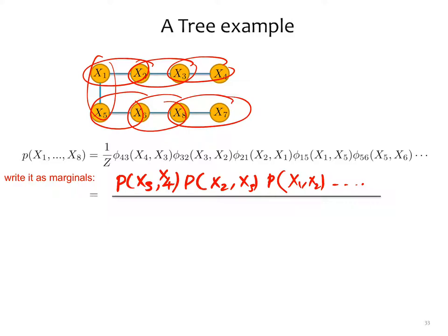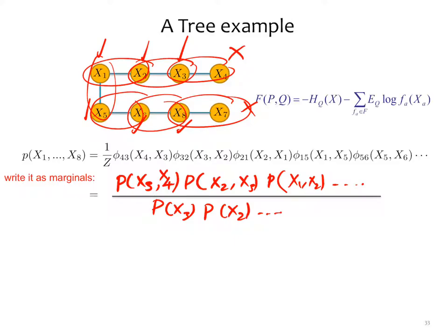Exactly. So I have to divide it by this, but not 4 and 7, right? Not these two, because these are not in the intersection. I ended up counting some other variable twice, so I have to divide it by x3, x2, yeah, right? Okay, that's another way of writing this.